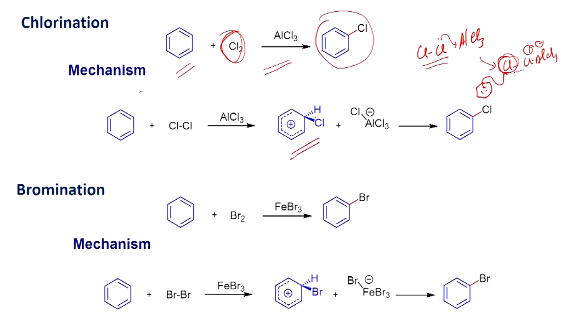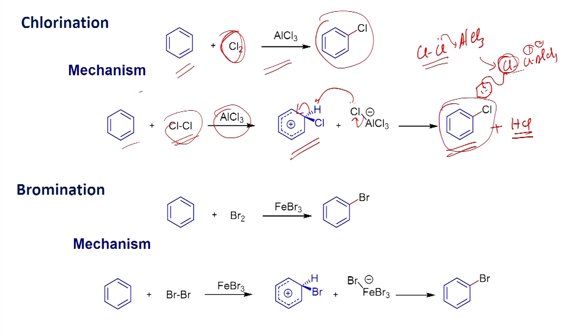Once you have this one, this can deprotonate, then you can get chlorobenzene as the product. You generate HCl as a byproduct in this reaction. So if you have molecular chlorine in the presence of Lewis acid, you can activate it to a good electrophile. Now the benzene ring can undergo reaction, you will be able to get this chlorobenzene as the product.